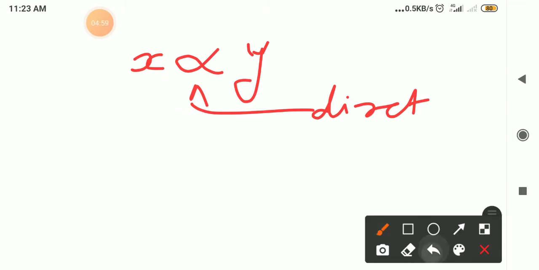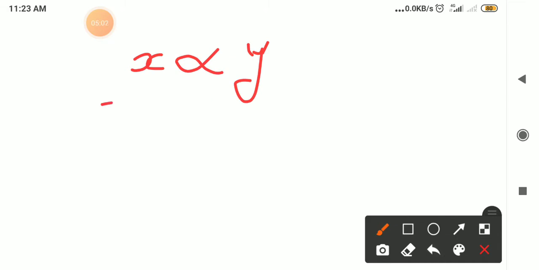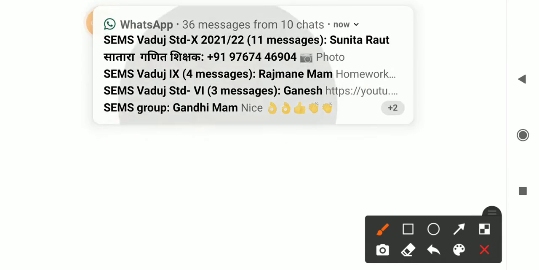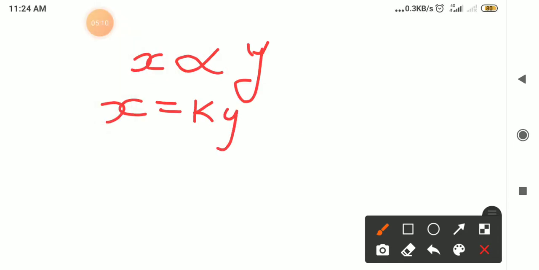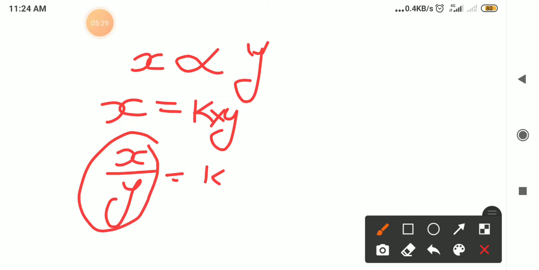Now if I want to remove this direct proportion sign, at that time I have to take a constant, k is a constant, and then afterwards we write Y as it is. So X is equal to kY. Now how do we find the constant? Between Y and k, which sign is there? Multiplication. Even if you don't write it, the multiplication sign is there. So Y will come here for division, and X upon Y is equal to k. Means when the ratio of X upon Y is constant, the variation is called direct variation.